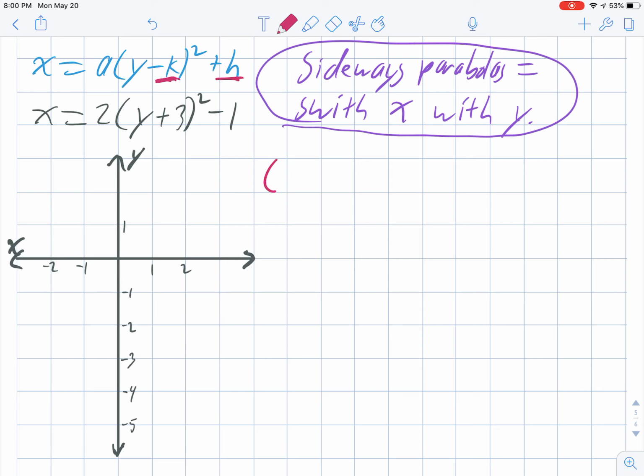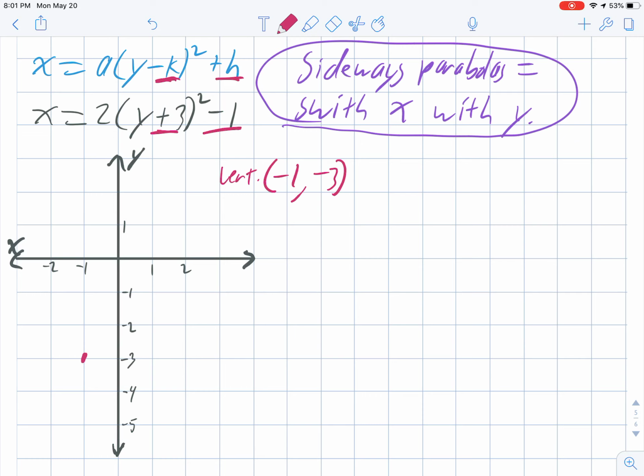So the vertex is at -1 as the x value, because that's h, and then k is -3, because that's a y plus 3. So the whole being opposite thing now applies to the y instead of the x. So your vertex is at (-1, -3), which is right over there.